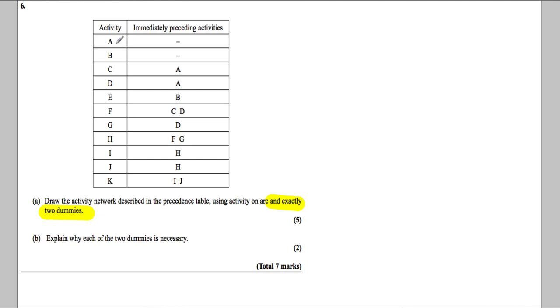So let's think about this. Activities A and B start off and they depend on nothing. So I'm going to start at an initial node, and it doesn't matter what you call it, I'm going to call it 1, and I'm going to draw an A and a B coming out of it. Remember, the activity is on the arc. The event is the closure of an activity.